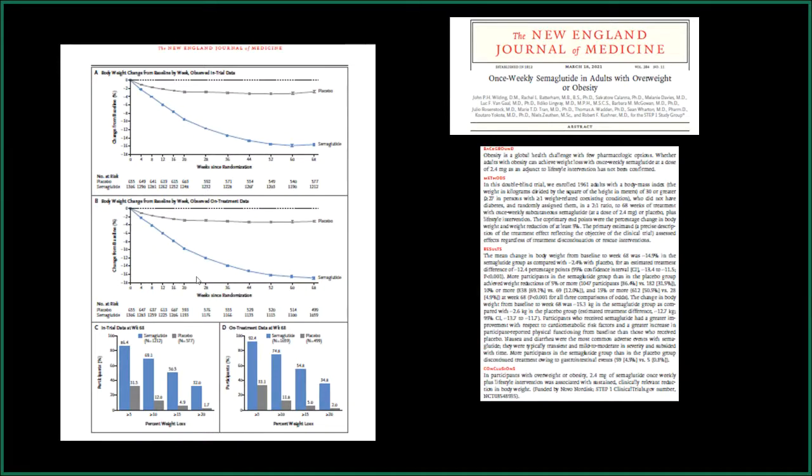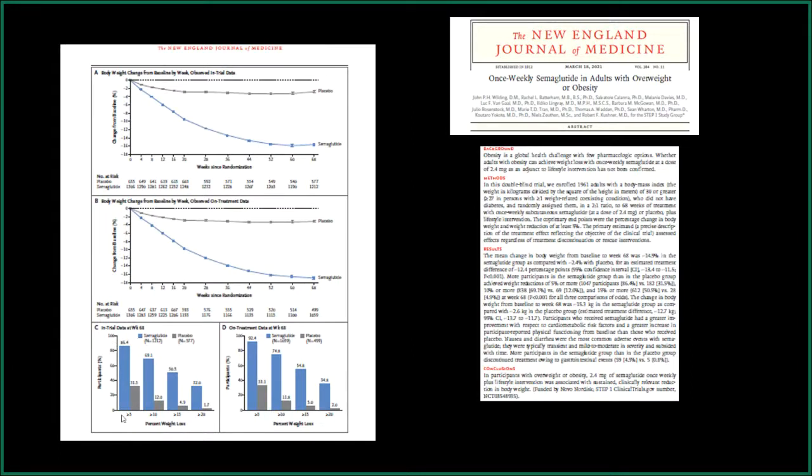This is the change from baseline that you see. So one is the in-trial data and the other is the on-treatment data. In-trial means all people who were enrolled, and on-treatment means they actually took the drug till the end. So these numbers you will see are different as to how many were there in the two groups. And then you have the changes that you see in percentage weight loss.